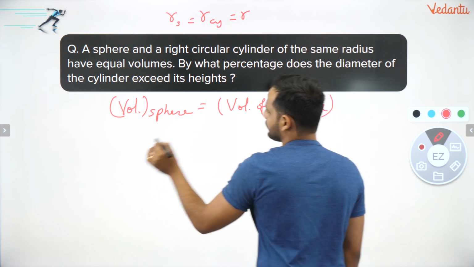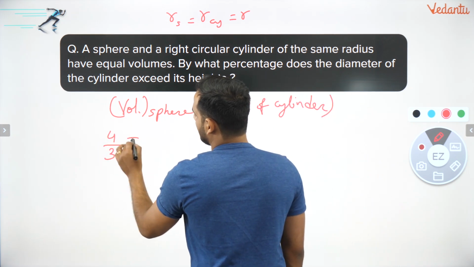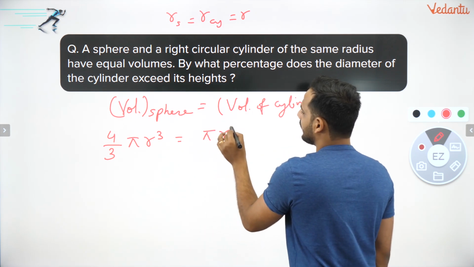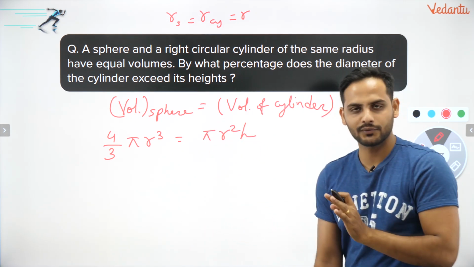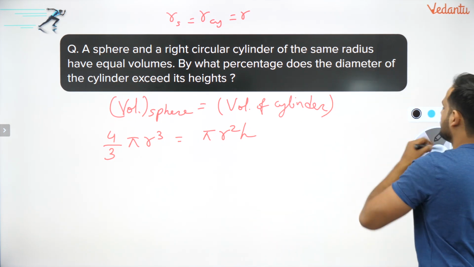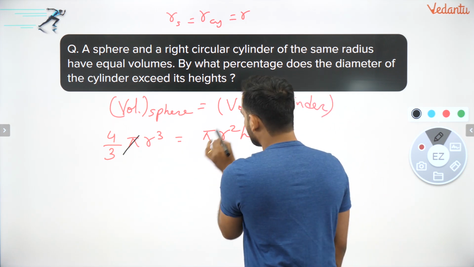Volume of the sphere is what, bachon? 4 by 3 pi r cube is equal to volume of cylinder, which is what? Pi r square h. I love these kind of questions because less calculations, easily solved. Okay, and concepts have been checked.